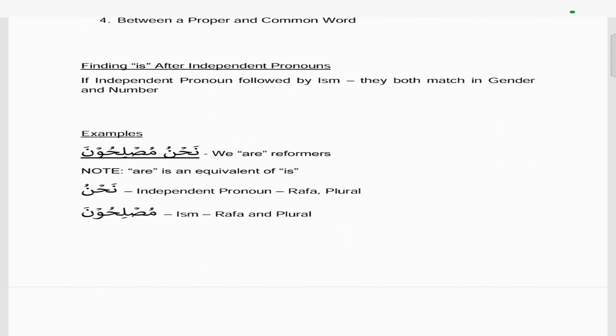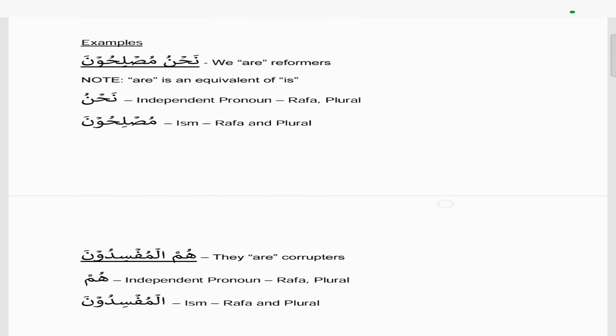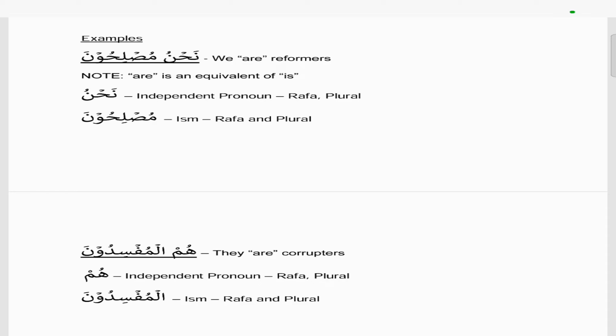So if the independent pronoun is followed by an ism, they both match in gender and number. So that's the rule. If you have an independent pronoun and then an ism after it, they both match in gender and number. An example would be nahnu muslihun, which means we, and then we have the word "are," which is the equivalent of "is." So we are reformers.